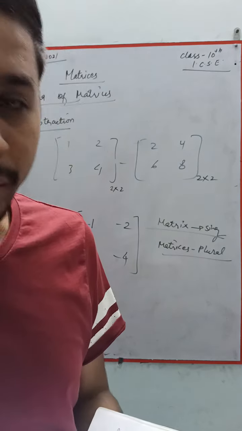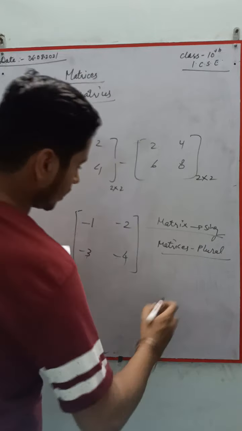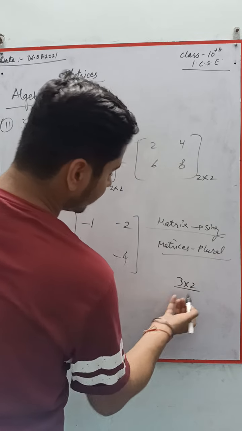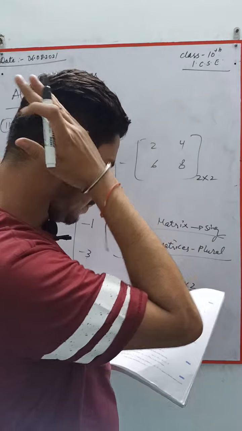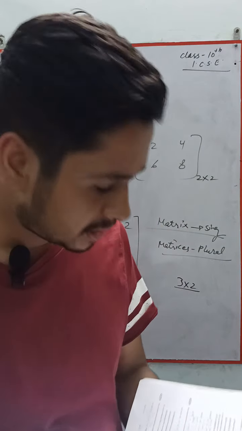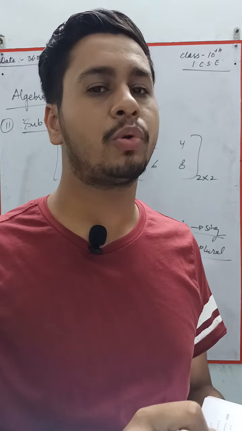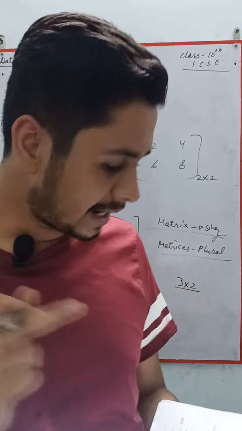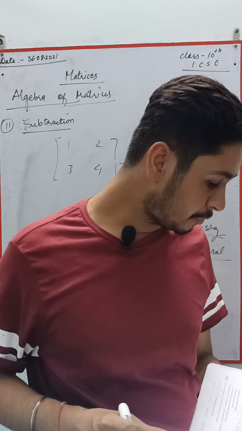So by seeing the matrix, the order will be 3 cross 2. So 3 cross 2 order. Is it a rectangular matrix or a square matrix? Obviously it is a rectangular matrix, because for being a square matrix the number of rows should be equal to the number of columns. That is why. Second one: a matrix has 4 elements.